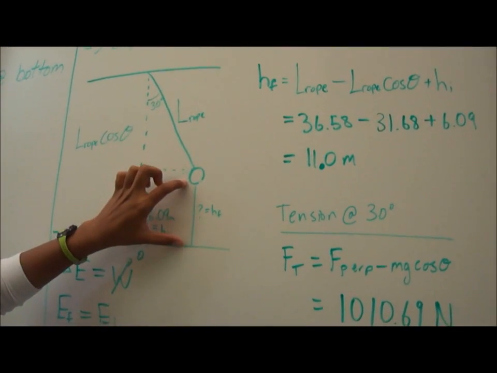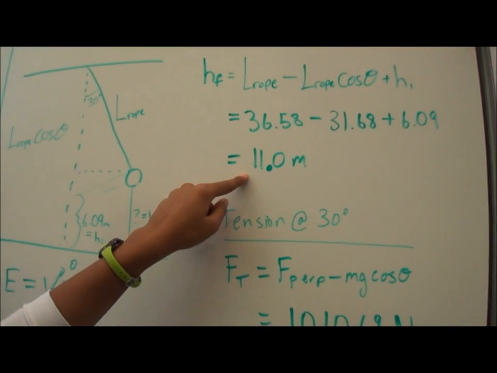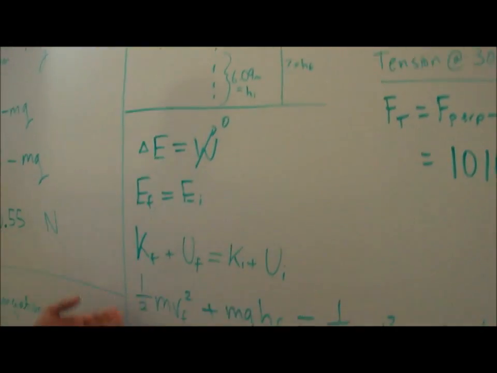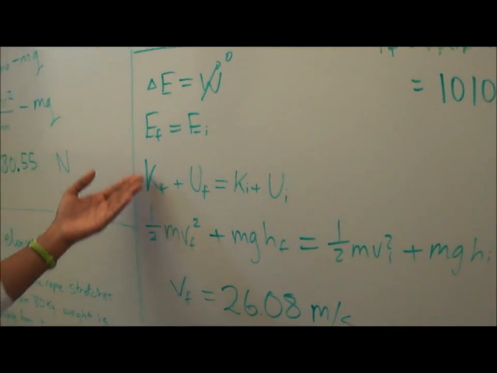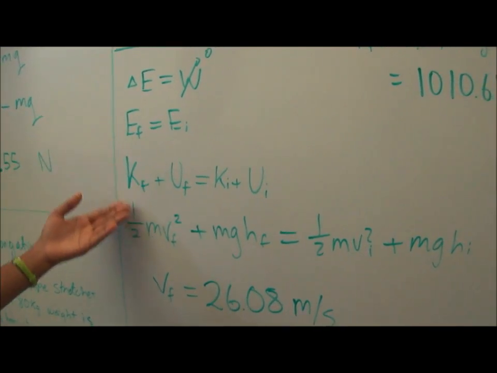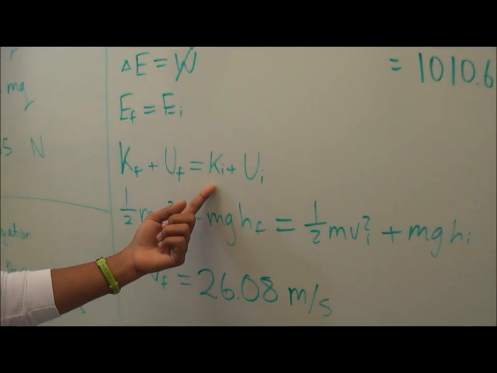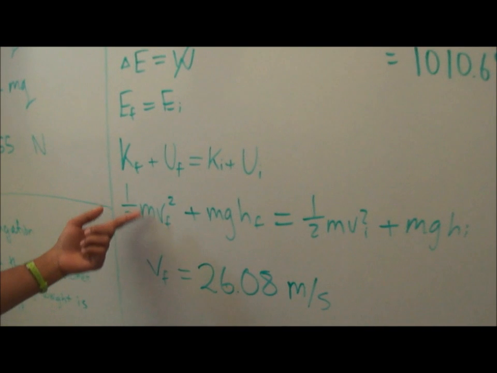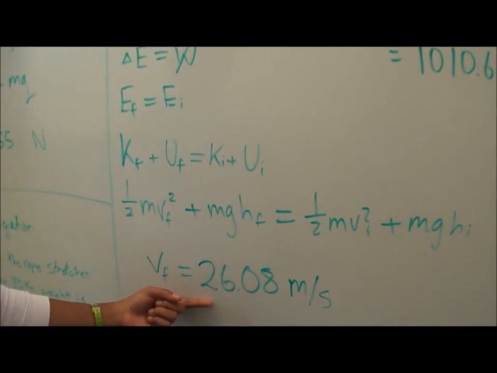Then I had to calculate the speed at 30 degrees from the bottom. So I had to find height final. I calculated that to be 11 meters. Then I used the energy principle again, using the same things that I used last time, except here kinetic energy actually has a value. And I solved for V and got 26.08 meters per second.